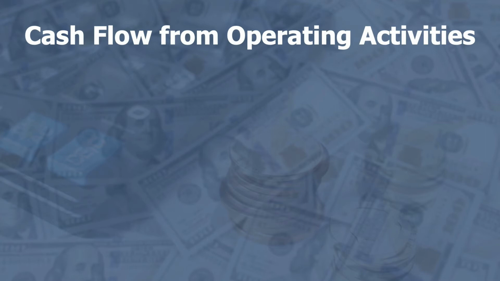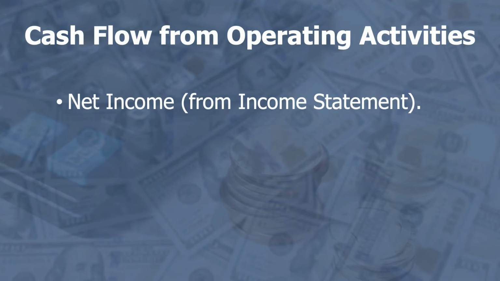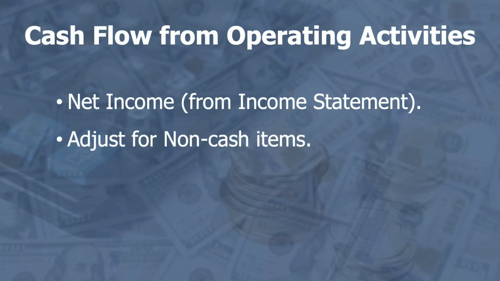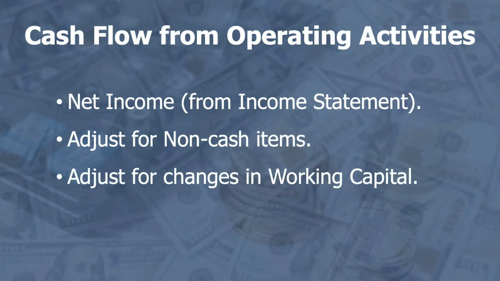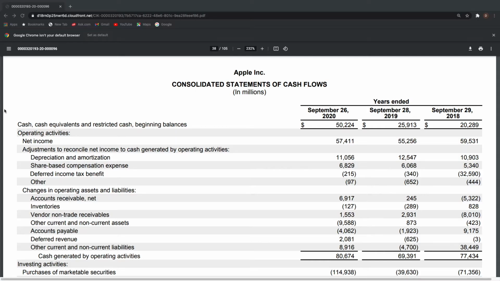What we'll see here is first the net income, which comes from the income statement. And then we need to adjust for the non-cash items and also adjust for changes in working capital. So we'll take a look at an example from Apple here. Okay, so here we are with Apple's cash flow statement.